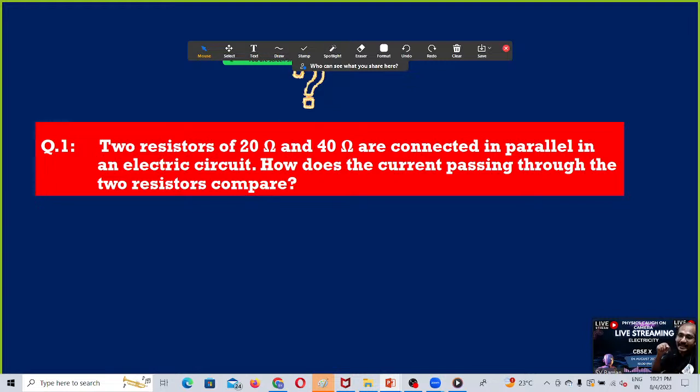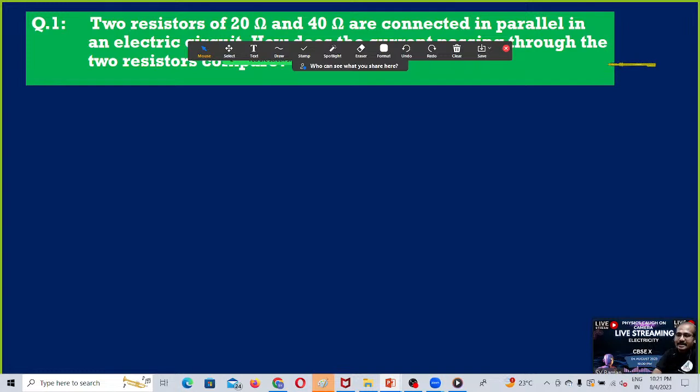So we need to calculate electric current. Now immediately a thought will be generated: what about electric potential? We will answer this. Now the two resistors, let's say R1 and R2. R1 value is 20 ohms, R2 value is 40 ohms. Clear?